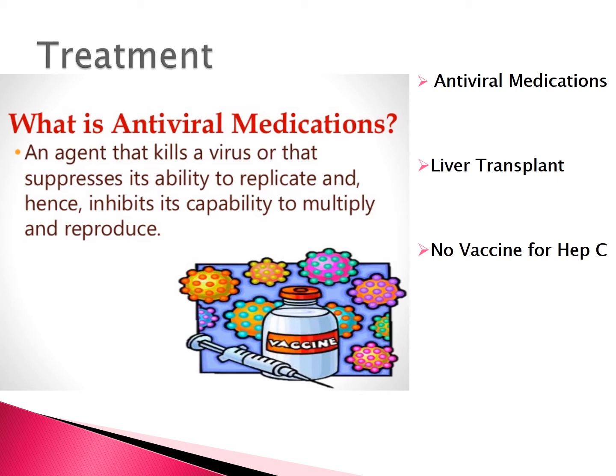Liver transplant will only become an option once the patient has reached chronic hepatitis C. For vaccine, there is no vaccine for hepatitis C, but the doctor may recommend that the patient receive the vaccines for hepatitis A and hepatitis B.